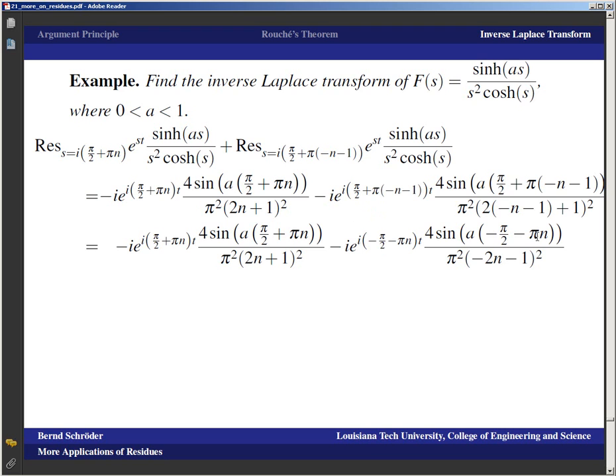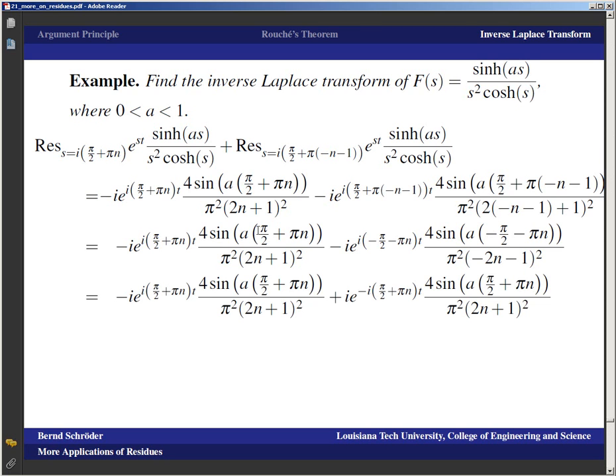Same thing happened here, and here we just pulled everything apart. 2 times negative n is negative 2n. 2 times negative 1 plus 1 is minus 1. And here's where things get nice. Here's where things get interesting, because now these things start looking startlingly similar, right? So again, we just keep the first one as is, and we realize that here's where we can just pull out a negative sign. So this is e to the negative i, pi over 2 plus pi n times t.